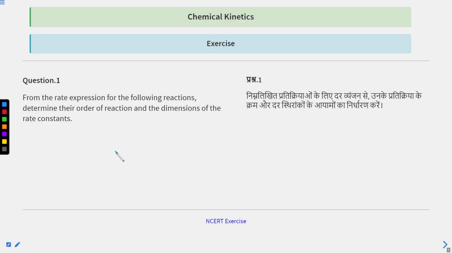So let us start with the exercise of chemical kinetics. Let us do the first question. The first question says that from the rate expression for the following reactions, determine their order of reaction and dimension of the rate constant. We will be given some reactions and their rate expressions, and using the rate expression we have to find the order of the reaction plus the dimension of the rate constant.